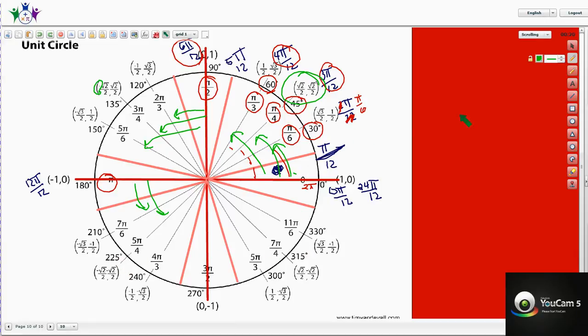Okay, so now let's do 30 degrees. The way I remember, when we're 30 degrees away from the x-axis, we're going to have a square root of 3 over 2. Everything you can see is over 2 when we have fractions, so everything's over 2. When we're 30 degrees away from the x-axis, it's going to be a square root of 3. Over here, 30 degrees away from the x-axis, negative square root of 3 over 2. And the same thing over here.